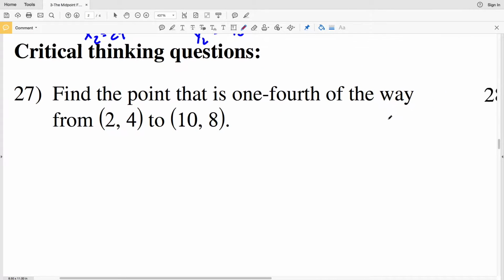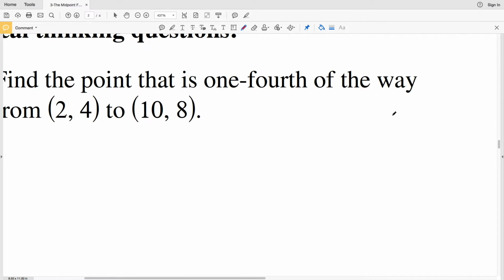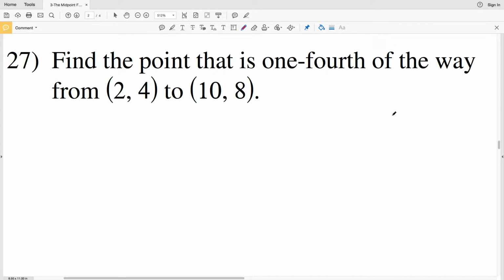Now, 27 and 28 are critical thinking questions. In number 27, it says, find the point that is 1/4 of the way from (2, 4) to (10, 8). So here are our endpoints, x1, y1, and x2, y2. We need to find a point that is 1/4 of the way from x1, y1 to x2, y2.